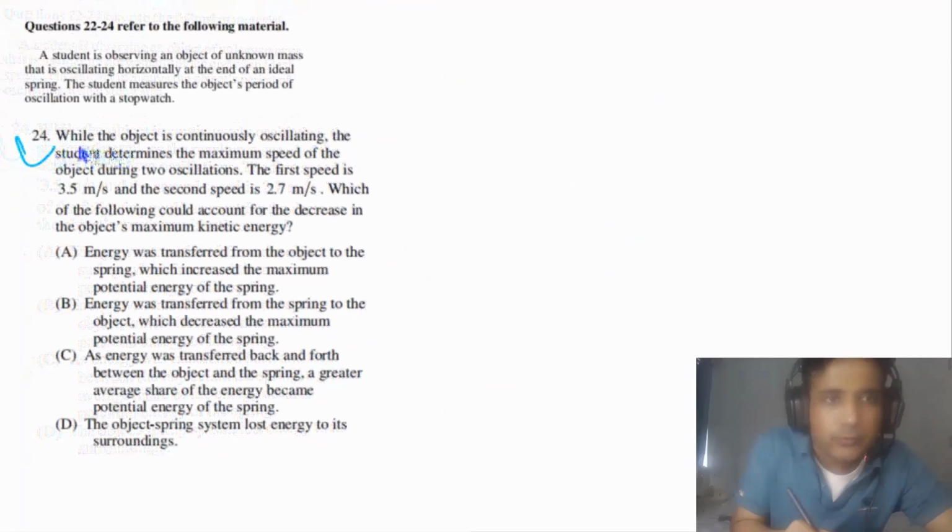Question 24 says, while the object is continuously oscillating, the student determines the maximum speed of the object during two oscillations. The first speed is 3.5 meters per second, and the second speed is 2.7 meters per second. Which of the following could account for the decrease in the object's maximum kinetic energy?